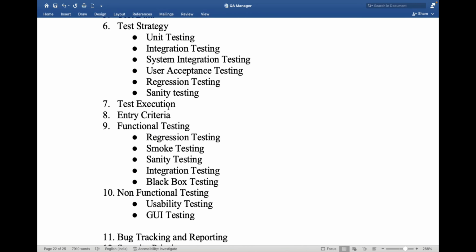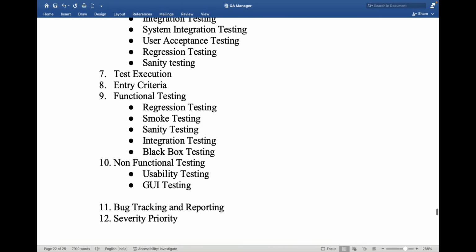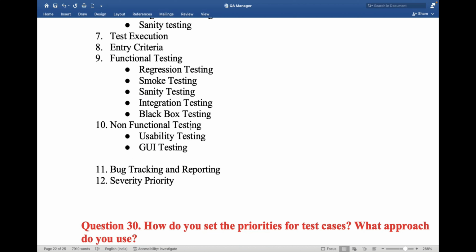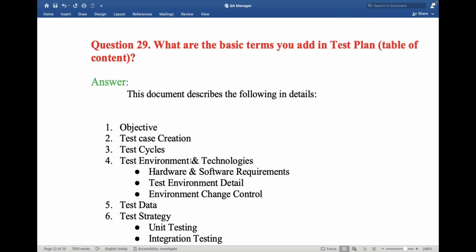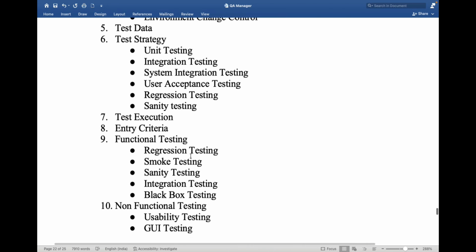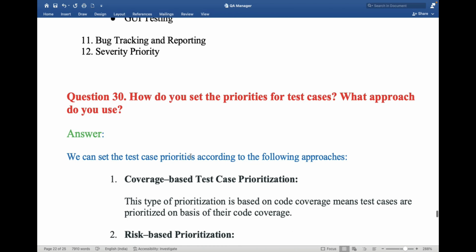Seventh, test execution. Eighth, entry criteria. Ninth, functional testing. So under functional testing, you also have to explain all types of functional testing that you perform. First one is the regression testing, smoke testing, sanity testing, integration testing, black box testing, etc. Tenth is the non-functional testing, and under the non-functional testing, usability testing and GUI testing. Eleventh is the bug tracking and reporting, and twelfth is the severity and priority. So friends, these are basically the table of content of the test plan. You must have to be aware of all these things. Now let's move to the next question.